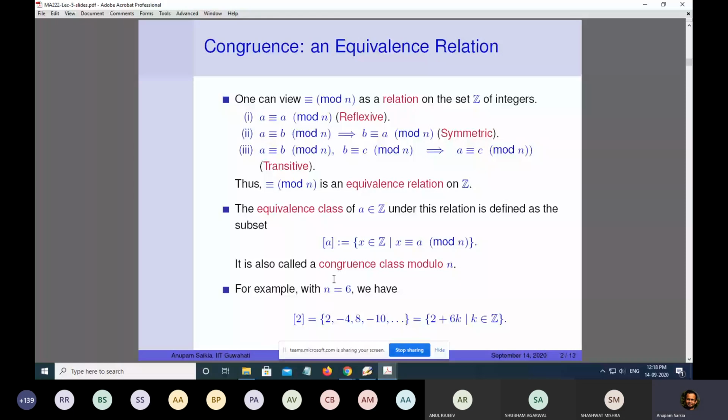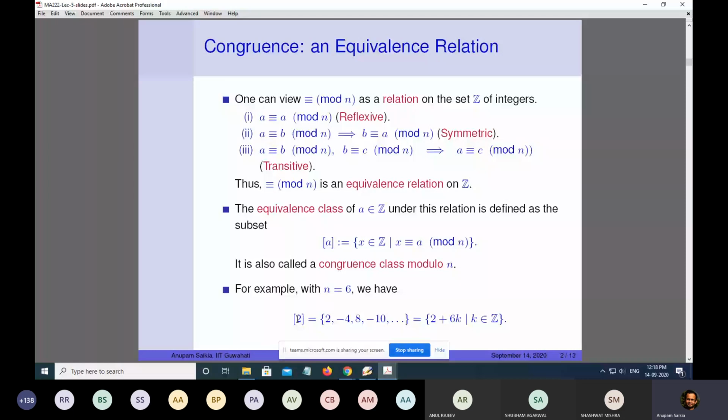And this is the same as the equivalence class of 8. What is the equivalence class or congruence class of 2? The same as 8, because you can take any element here and you'll get the same congruence class. Why? Because of these properties. If x is congruent to 8 and 8 is congruent to 2, then x is congruent to 2. So if x is in the class of 8, x is also in the class of 2. And similarly, if y is in the class of 2, y is in the class of 8.